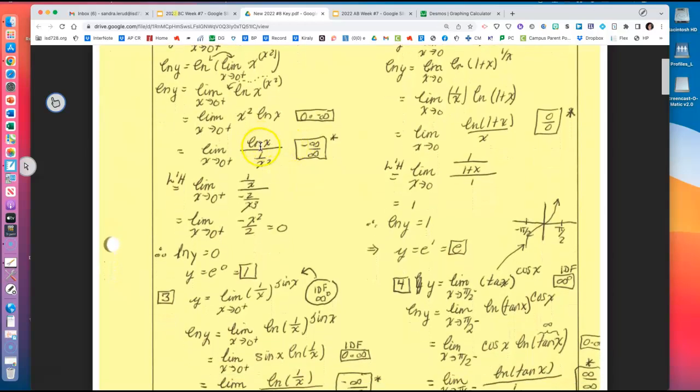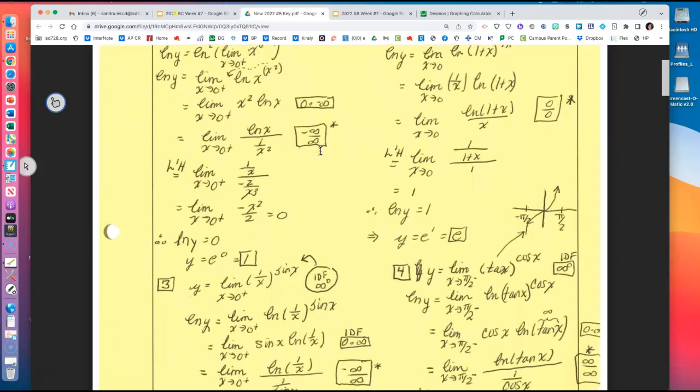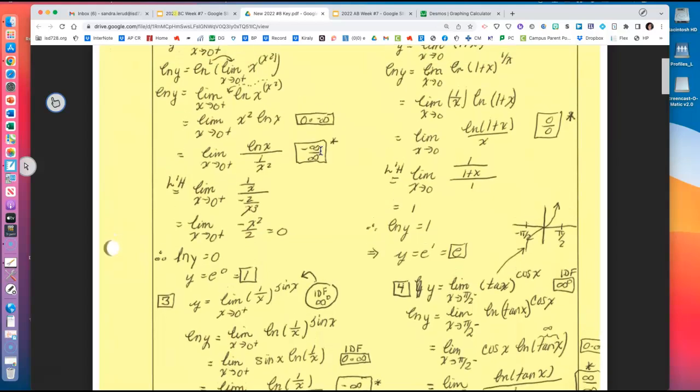So I chose to leave the more complicated function on top. Did you guys make that choice? ln x over 1 over x squared. This would be a point over here for the negative infinity over infinity. I want you to know what form you're getting. To me, it's important. I don't want you just assuming, oh, I get to L'Hopital. It's important for you to know that the natural log of x goes to negative infinity as x approaches 0 from the right. That's an important concept.